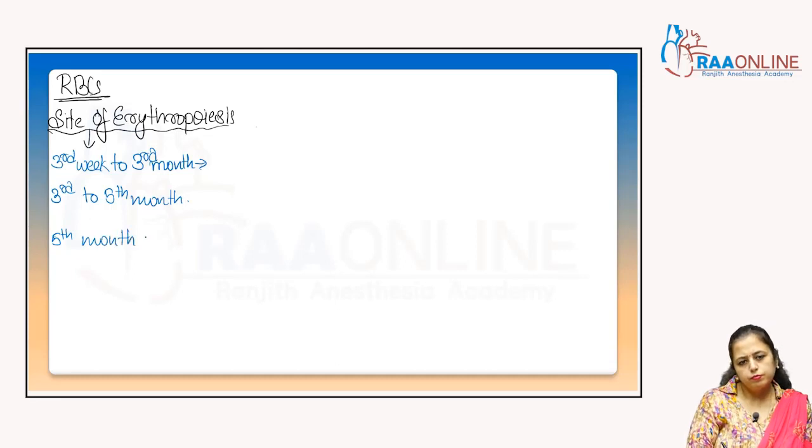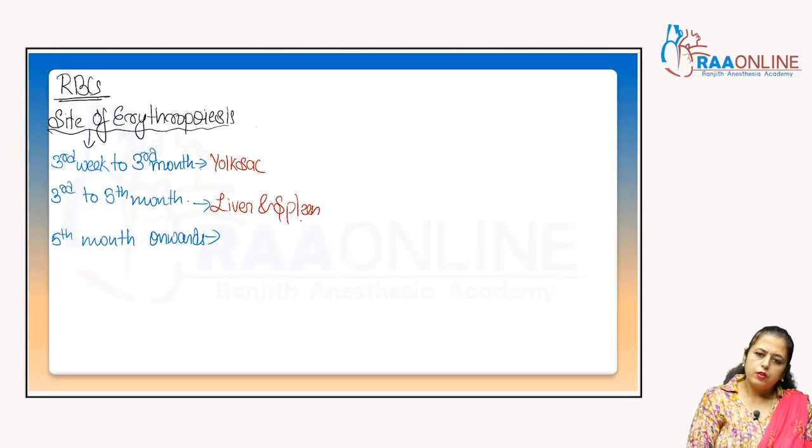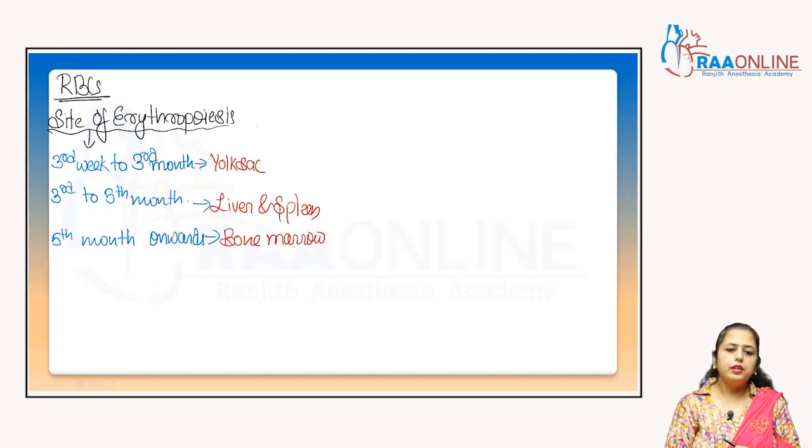from third week to third month, from third month to 5th month, and 5th month onwards: yolk sac, liver and spleen, and the bone marrow. Right? So what will happen now?